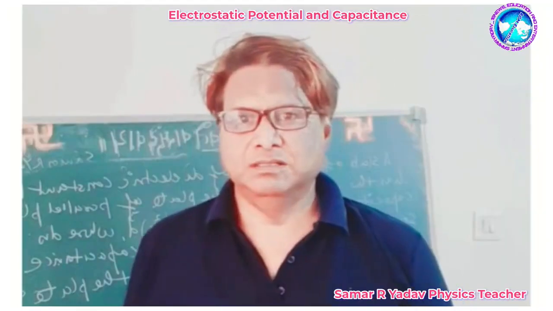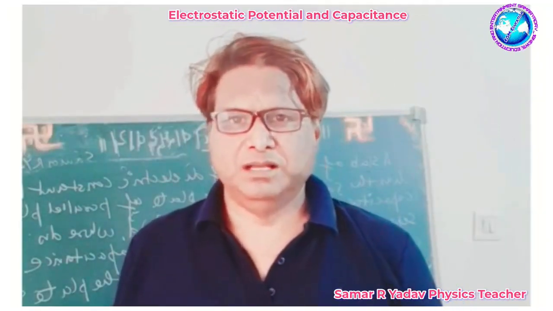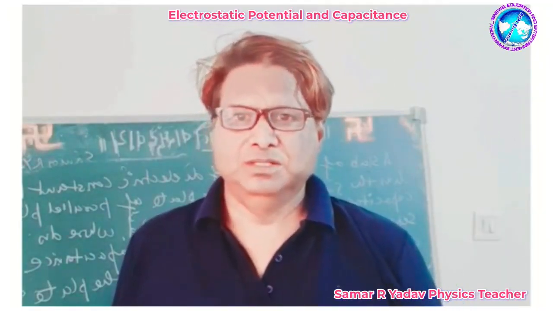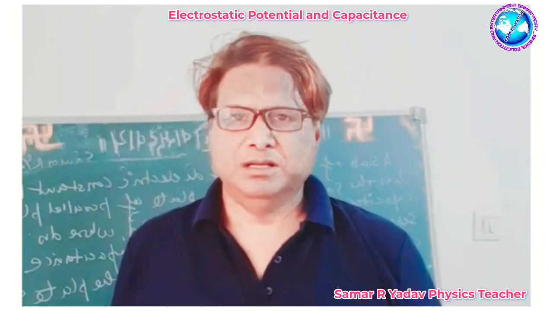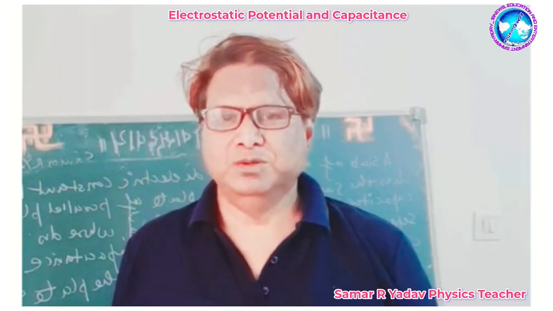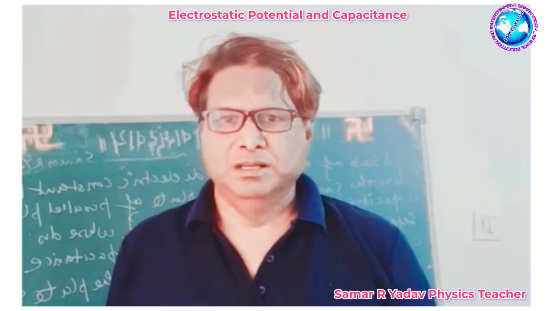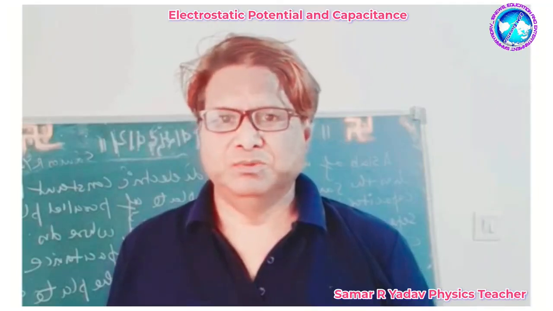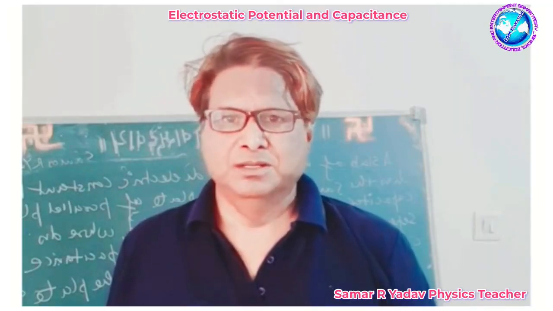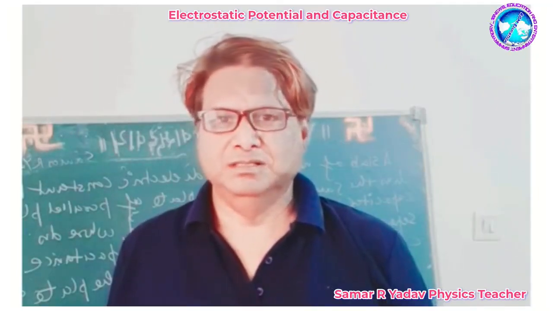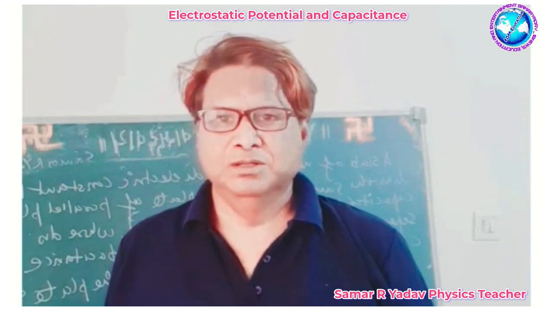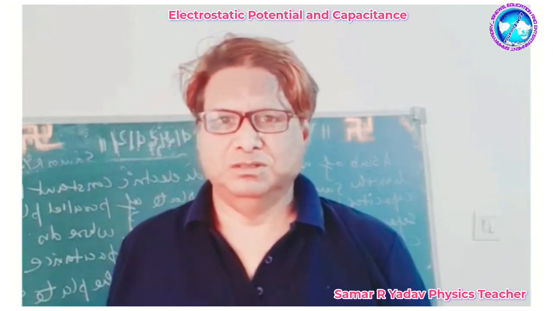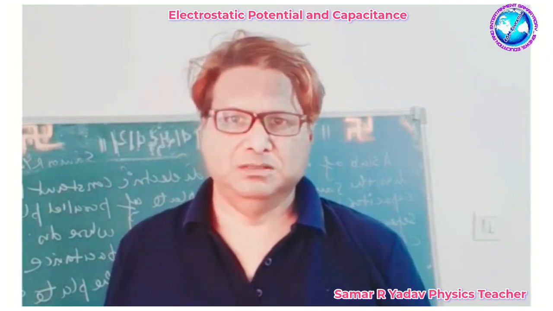Today in physics, electrostatic potential and capacitor. Now to see one numerical. The numerical is based on a parallel plate capacitor. We know that the capacitance of the parallel plate capacitor C is equal to epsilon 0 A upon d, or we know that capacitance C is equal to Q upon V. So using this formula we will solve this numerical. The numerical is like this, you can see here.